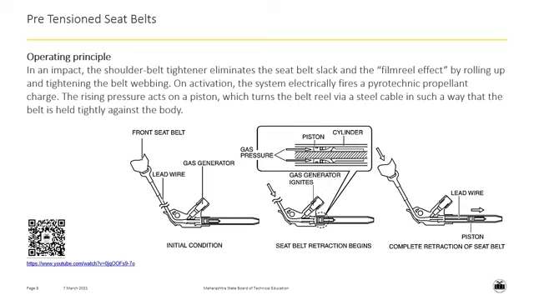Now let us see the operating principle behind pre-tensioned seat belts. You can see in the diagram provided here that during an impact, the shoulder belt tightener eliminates the seat belt slack and the film reel effect by rolling up and tightening the belt webbing. On activation, the system electrically fires a pyrotechnic propellant charge. The rising pressure acts on a piston which turns the belt reel via a steel cable in such a way that the belt is held tightly against the body. In this way, pre-tensioned seat belts mitigate the impact of an accident.